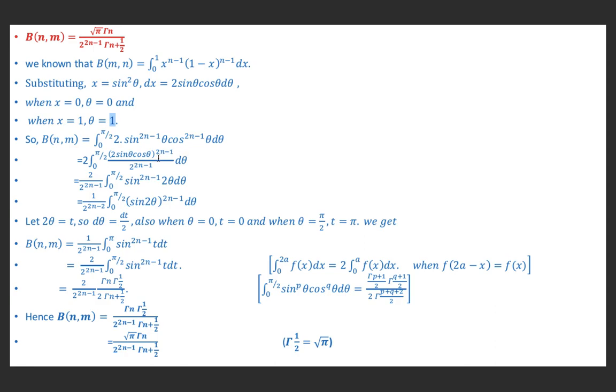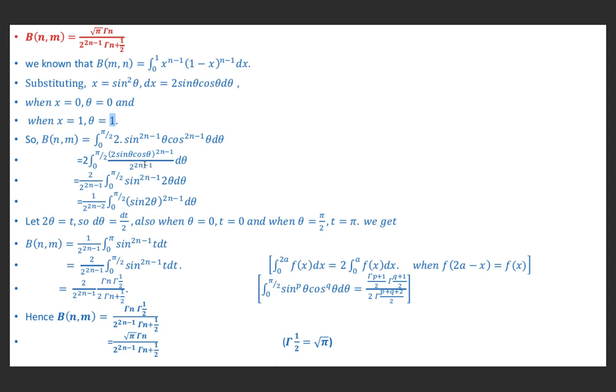So we can write directly, 2 is constant, 2 may be written outside. If we divide by 2 raised to n minus 1 and multiply by 2 raised to n minus 1, then we get 2 sine theta cos theta whole raised to 2n minus 1. Because it is 2n minus 1, it is 2n minus 1. I have multiplied by 2 raised to n minus 1 and divided by 2 raised to n minus 1.